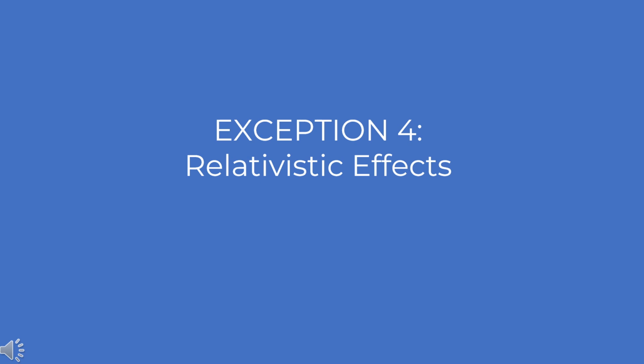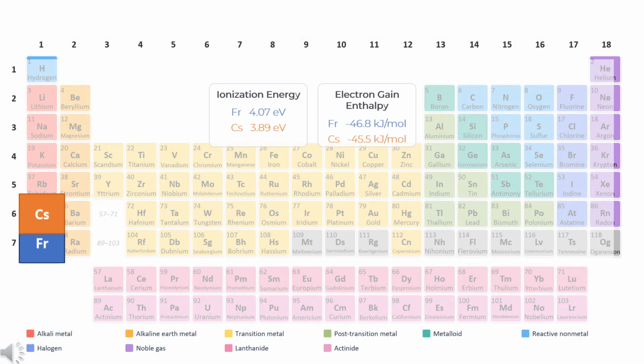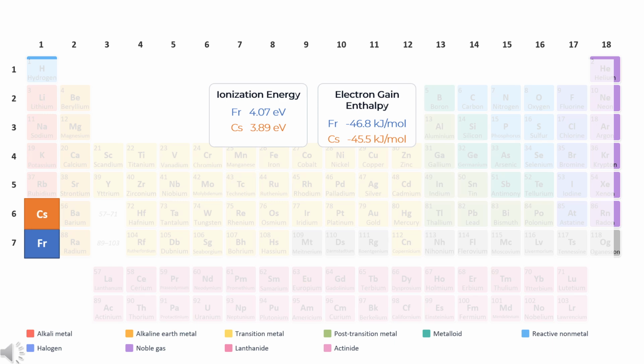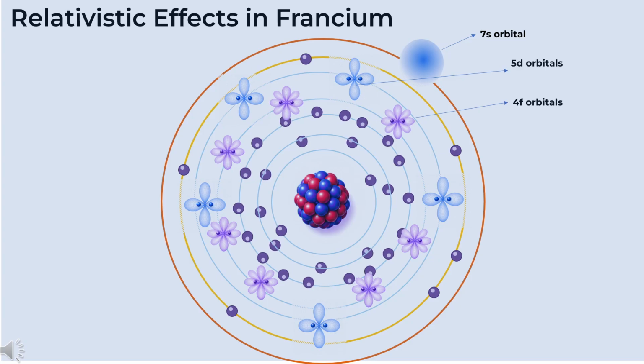The fourth exception is relativistic effects. Francium has a slightly higher ionization energy and more negative electron gain enthalpy than cesium. Why? In very heavy atoms like francium, fast-moving inner electrons produce a relativistic effect. This contracts the 7s orbital, expands the 5f and 6d orbitals, and causes unexpected trends in ionization energy and electron gain enthalpy.